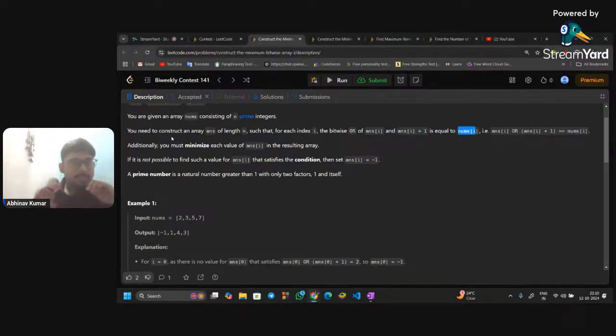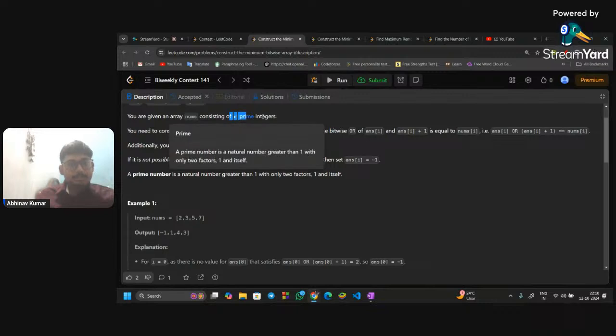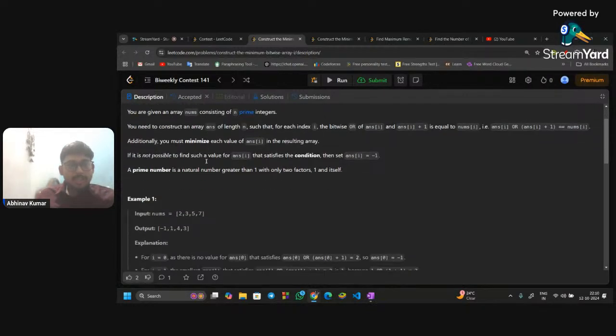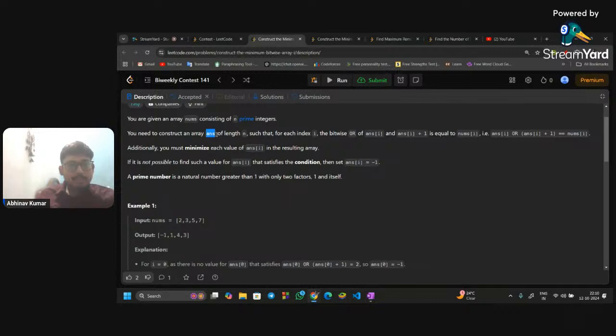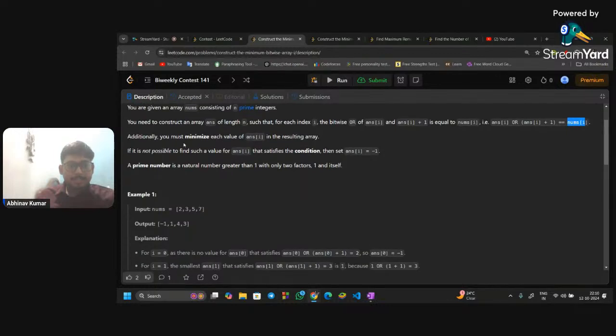So basically what the problem states is that you are given an array nums where every element is a prime number, and then you need to construct an array answer. In the answer array, for every index i, answer[i] should be such that answer[i] bitwise OR with answer[i + 1] would give you nums[i]. That's what you need to make sure for every index i.